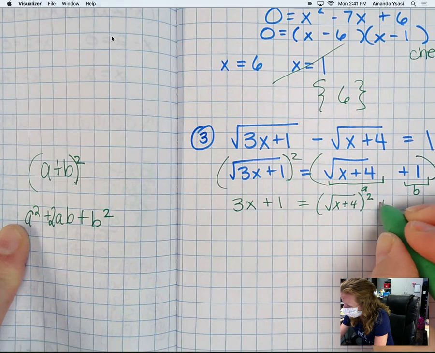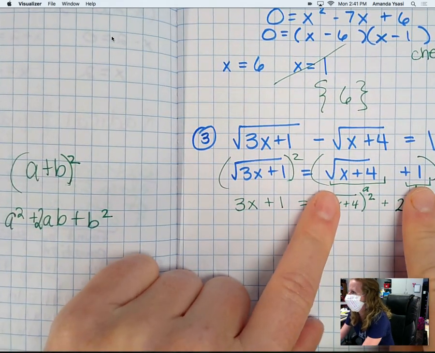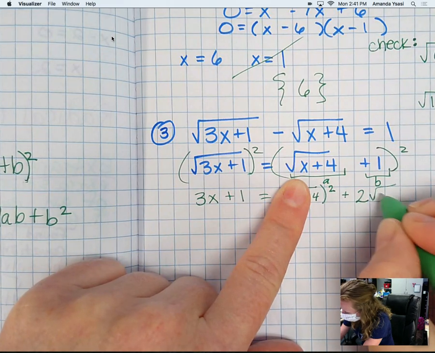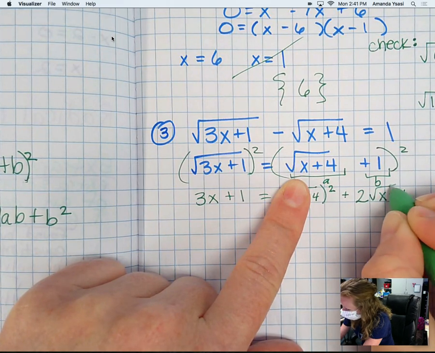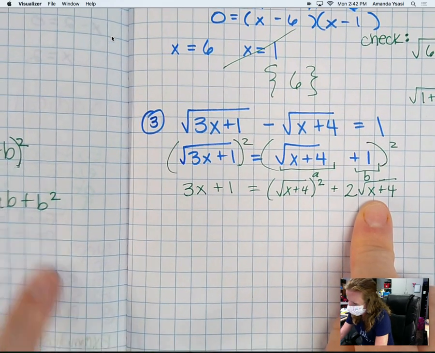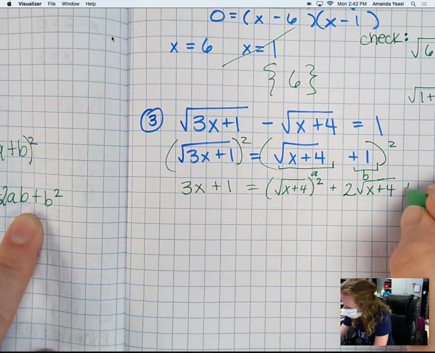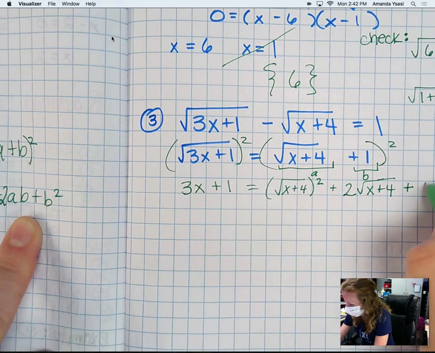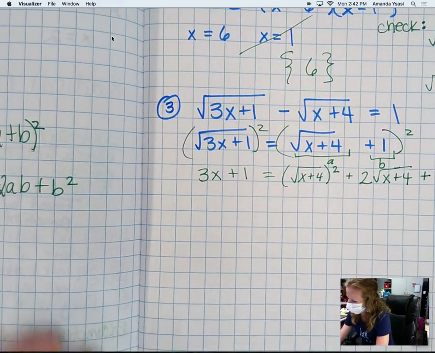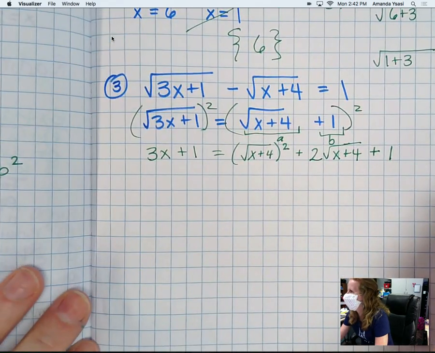And then plus 2 times AB. Well, A is this, so square root of x + 4 times 1. That doesn't change anything, so we're just going to leave it like that. And then plus B squared. So plus 1 squared, which is just 1. This is pretty ugly, right?